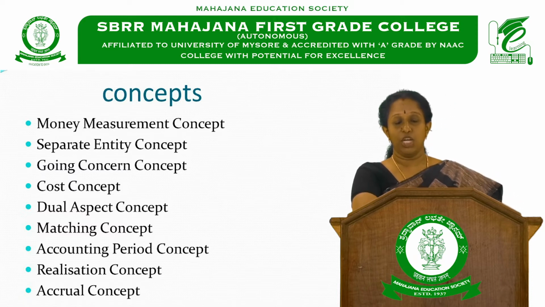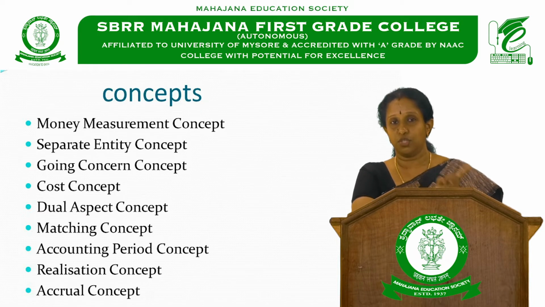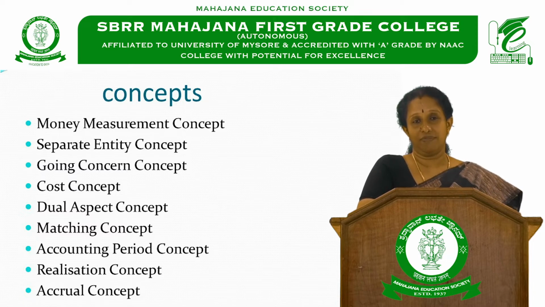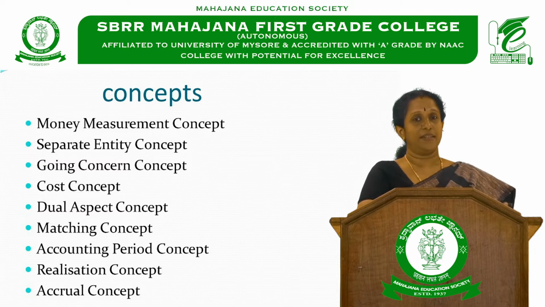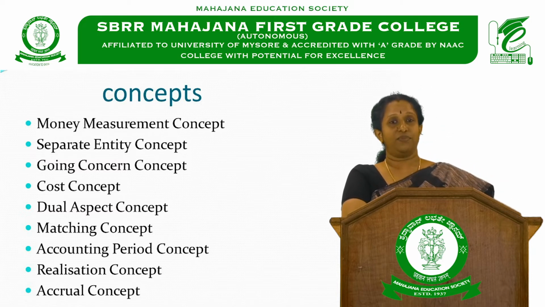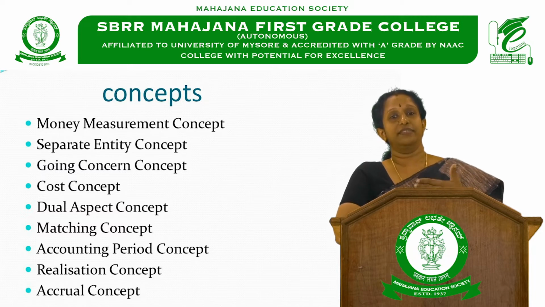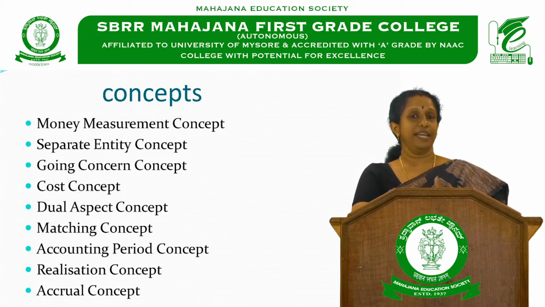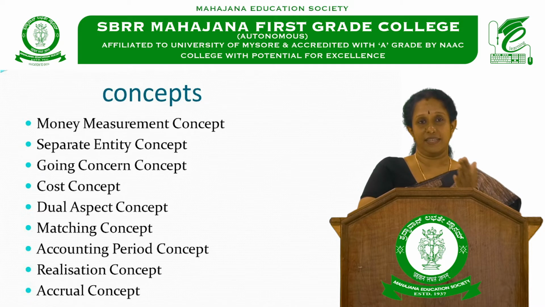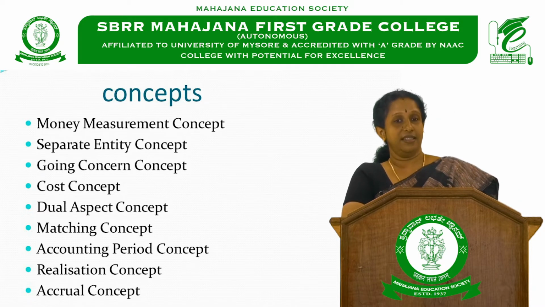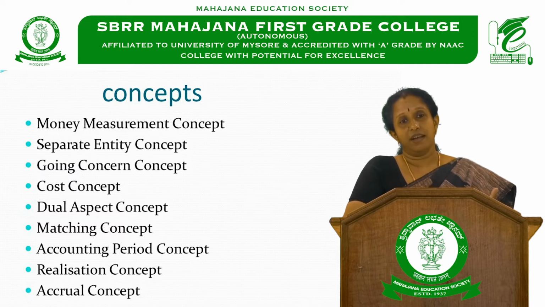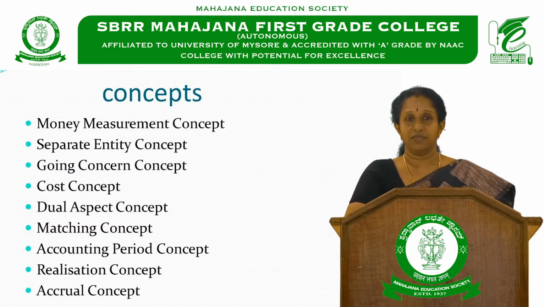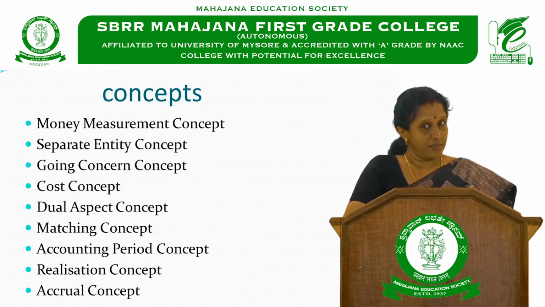Okay, so the next one is the dual aspect concept. As the name itself says, dual refers to double. Any transaction will have a double effect. Dual means double, two effects. One is debit and the other one is credit. What does this dual effect refer to? You should know the accounting equation, that is capital plus liability is equal to assets. Any transaction if you take, it will have one as a debit effect and the other one as a credit. This is what dual aspect refers to. You need to follow this concept in order to record the transaction in the books of accounts if you are following the double entry system of accounting.